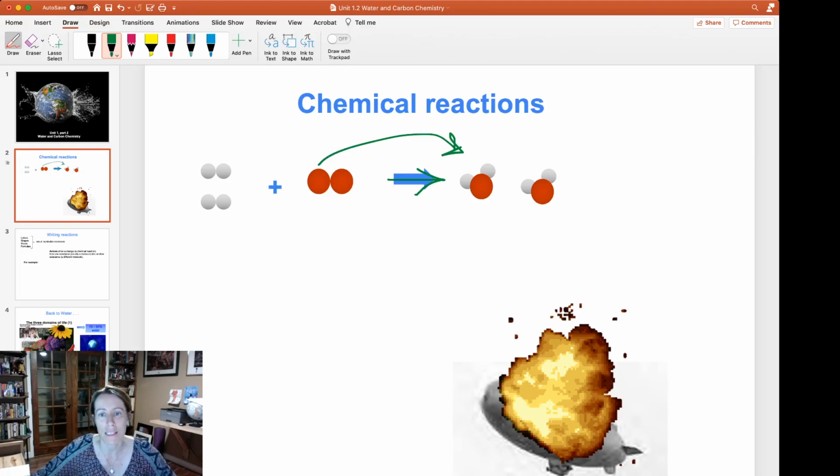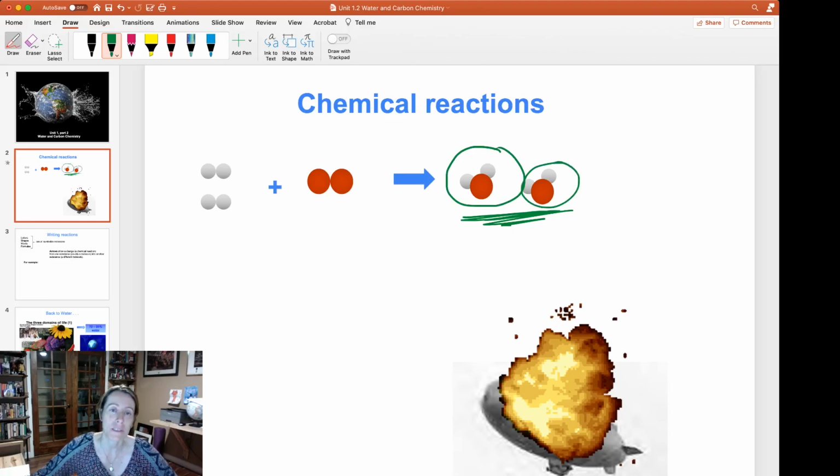And if we look on the right, these substances that we're seeing here are fundamentally different. On the left, we've got white stuck to white and red stuck to red. On the right, we have red stuck to two whites and red stuck to two whites. So the atoms have been rearranged and joined together in a different pattern than they were to start with. And that's what it takes for there to be a chemical reaction. The atoms actually have to be rearranged and joined together in a different arrangement.